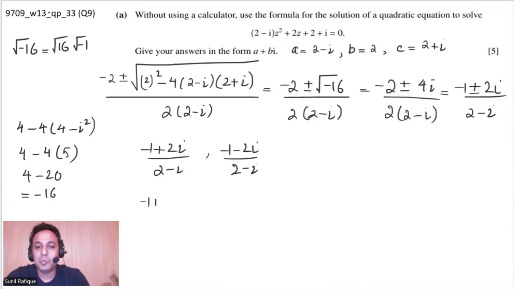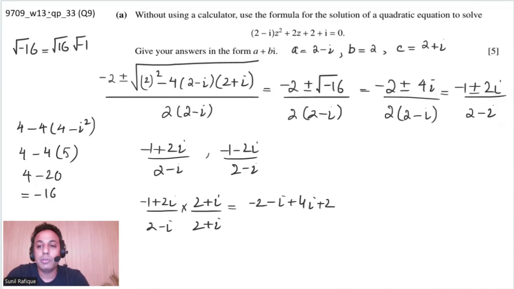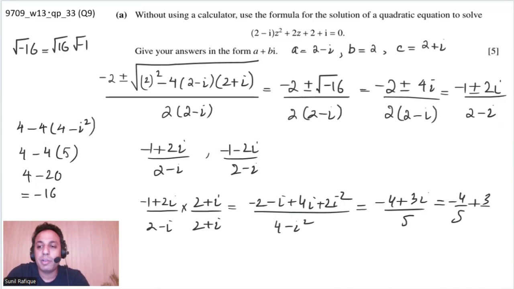So let's do it. -1 plus 2 iota divided by 2 minus i, times 2 plus i divided by 2 plus i. And this is going to be -2 minus i plus 4i plus 2 iota squared, divide the whole thing by 4 minus iota squared. So I will be getting -4 plus 3 iota divided by 5. So it's going to be -4 over 5 plus 3 over 5 i. That is one possible answer.